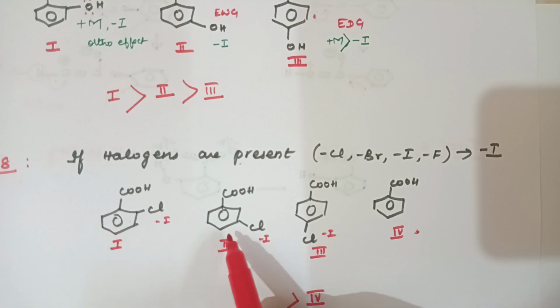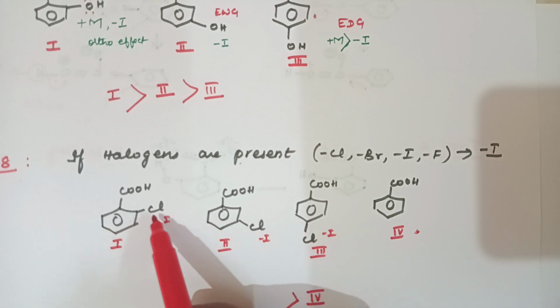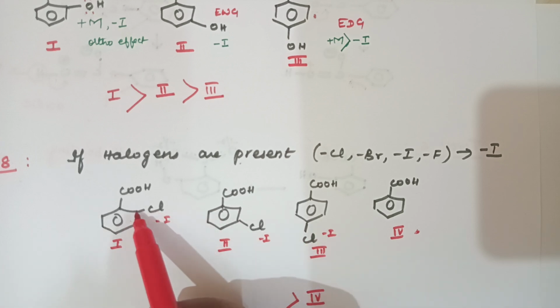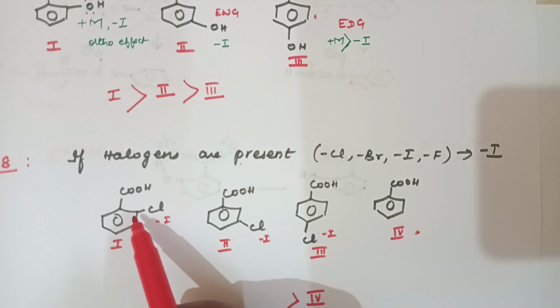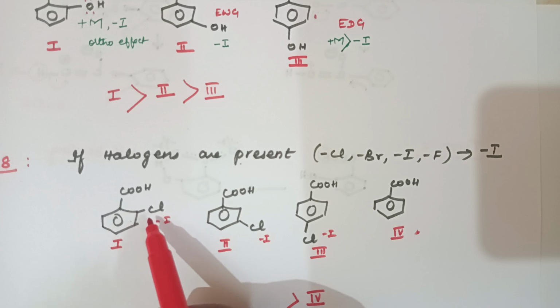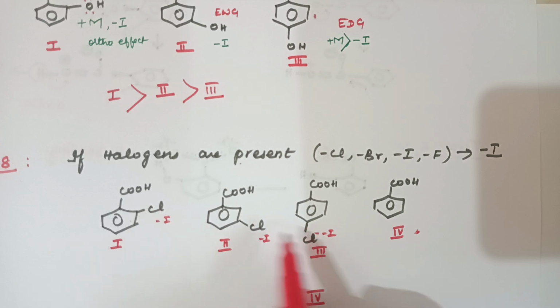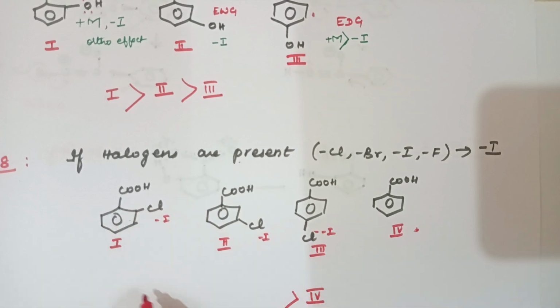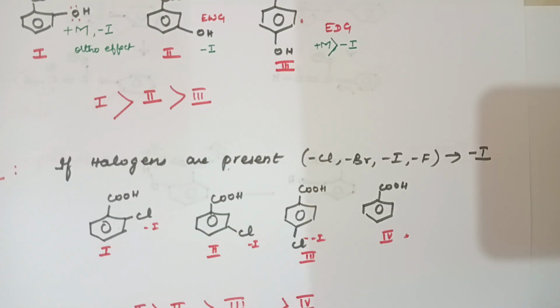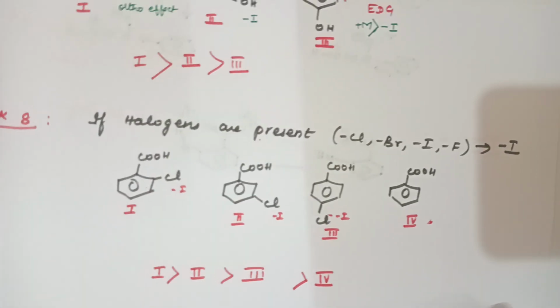So now in these three we will compare. Here the chloro group is at the ortho position. So students, you know that inductive effect depends on distance. The closer the distance, the more the effect. So here electron withdrawing effect will be more when compared to these two. So this is more acidic, 1 and then 2 and then 3. Last will be the 4th one. So this is trick number 8.